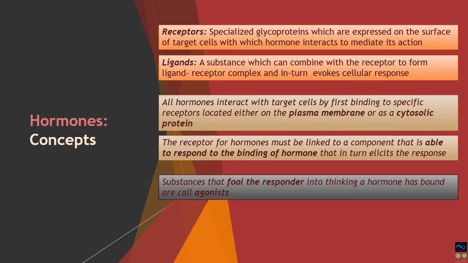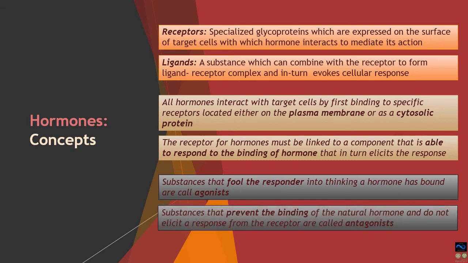Then there are certain substances which fool the receptors into thinking that the hormone has bound to them. Such substances are called agonists. Agonists function in a similar way as the hormone. These are specialized drugs which can elicit a similar kind of response as the hormone does. The substances which do the opposite are called antagonists. They are also pharmacological intervention drugs which can be utilized to block the receptor and prevent the hormone from doing its function.